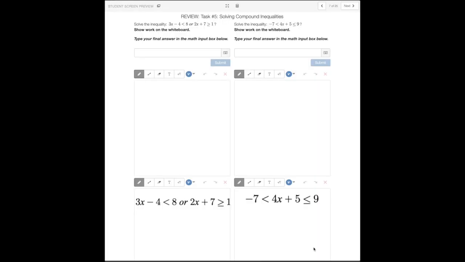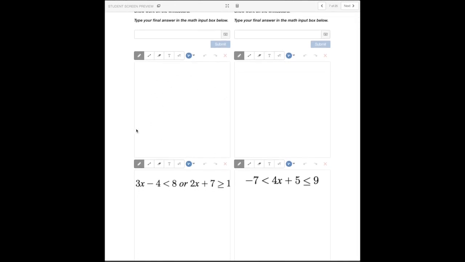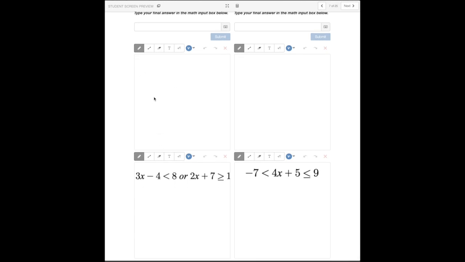Task number 5, solving compound inequalities. It says solve the inequality 3x minus 4 is less than 8, or 2x plus 7 is greater than or equal to 1. Now, I know I did the plug-in steps and the inverse steps in task 4. So if you really want to see how to do plug-in steps and inverse steps, go check out task 4. But I will skip it this time, and I'm going to go straight into solving. It's okay for you to do that. If you understand, you don't have to do it.